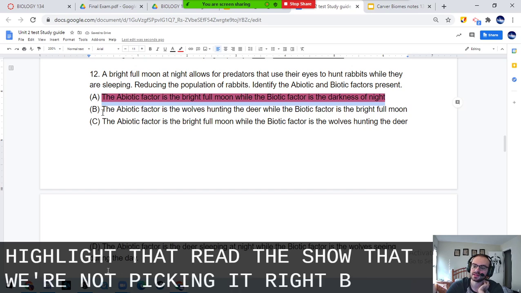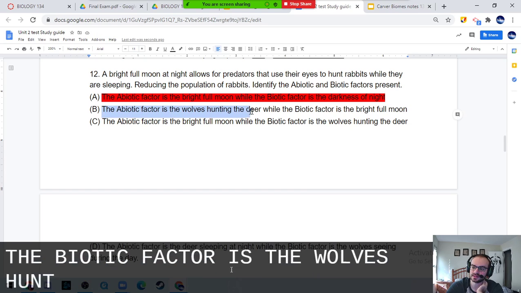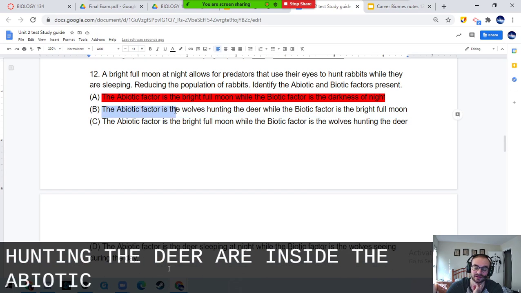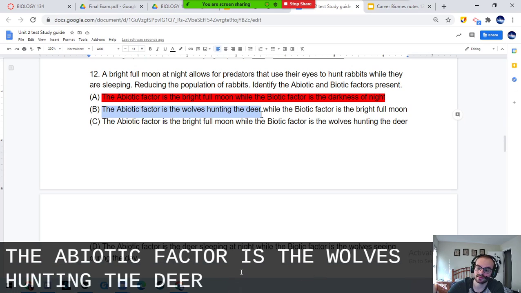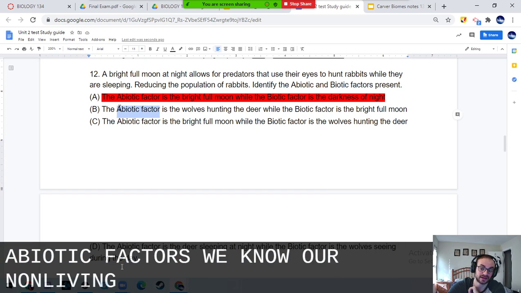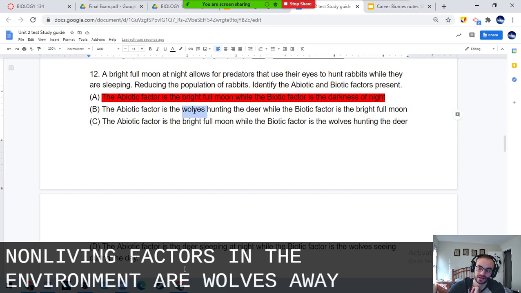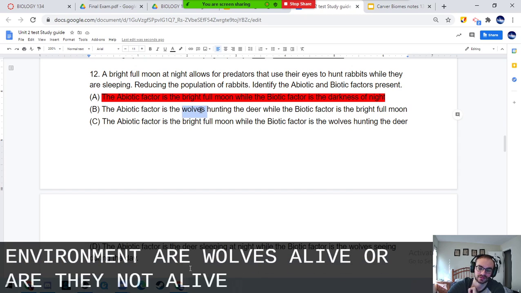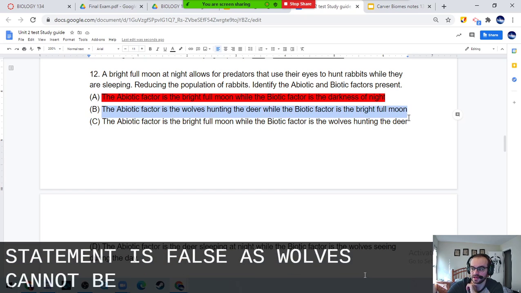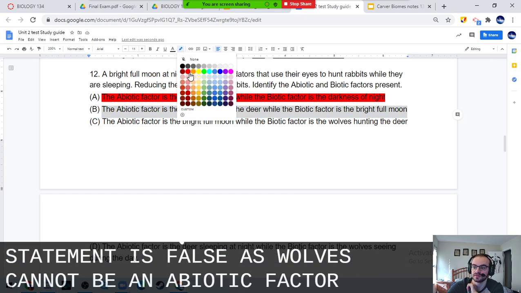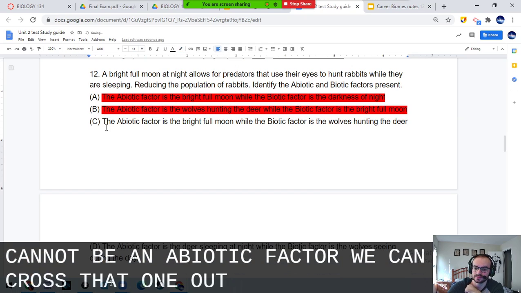Right, B says the biotic factor is the wolves hunting the deer. Or sorry, the abiotic factor, I corrected myself. The abiotic factor is the wolves hunting the deer. All right. So abiotic factors we know are non-living factors in the environment. Are wolves alive or are they not alive? Very good. So wolves are alive, meaning that this statement is false because wolves cannot be an abiotic factor. So we can cross that one out.